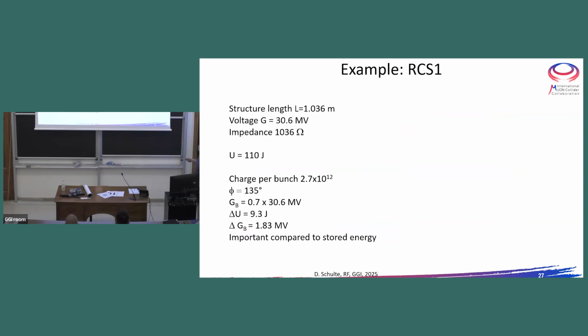Well, okay. Now let's look at the charge per bunch, 2.7 times 10 to the 12. We operate at 45 degrees or 135, it doesn't matter. Square root of 2 of the voltage is there for acceleration, square root of 2 is there for bucket forming. So we have roughly 0.7 times 30 megavolt acceleration. Then we multiply the charge with the field, and we find that we extract something like 9.3 joule. So we extract 9 joule out of 110, almost 10%.